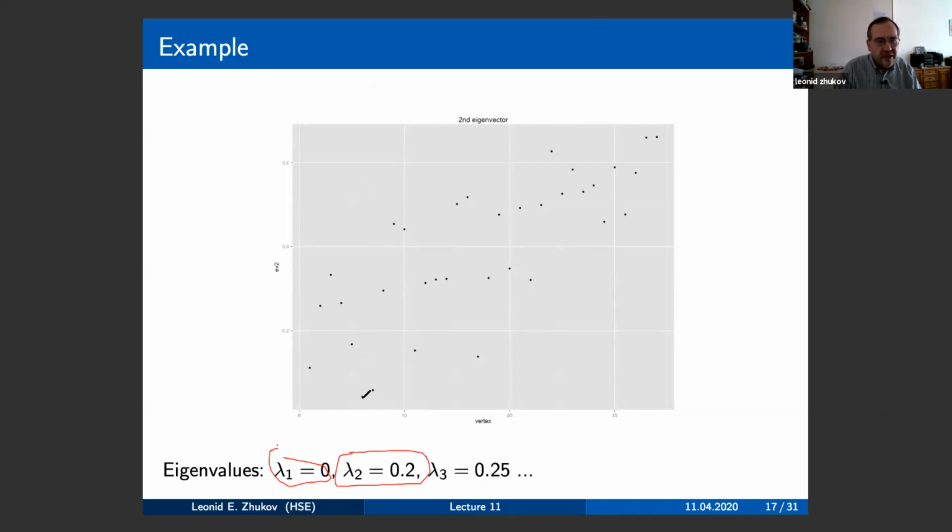And here, every point is a node, right? And it's a vertex of the graph, and here are the numbers, right? I just show you all the vertices from 0 to this 30, whatever it is, 34 vertices. And on the y-axis is the value of the second eigenvector. So the first node has this value, the second node has this value, the third node has this value. And again, this is just a vector that corresponds to the second eigenvector, right? And these are the values of the nodes that we get there.